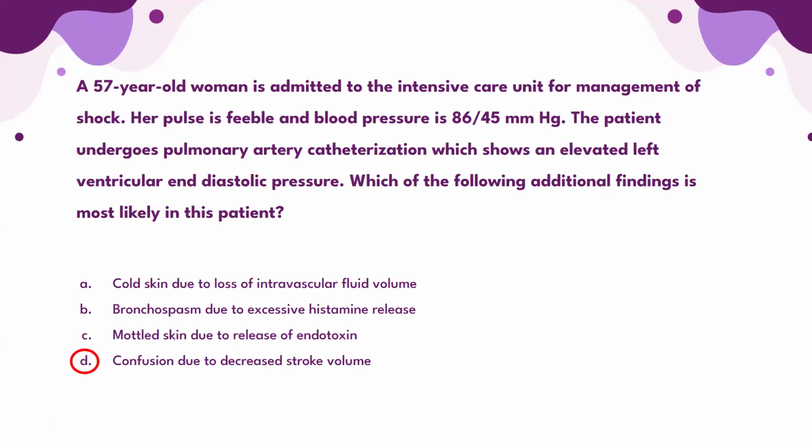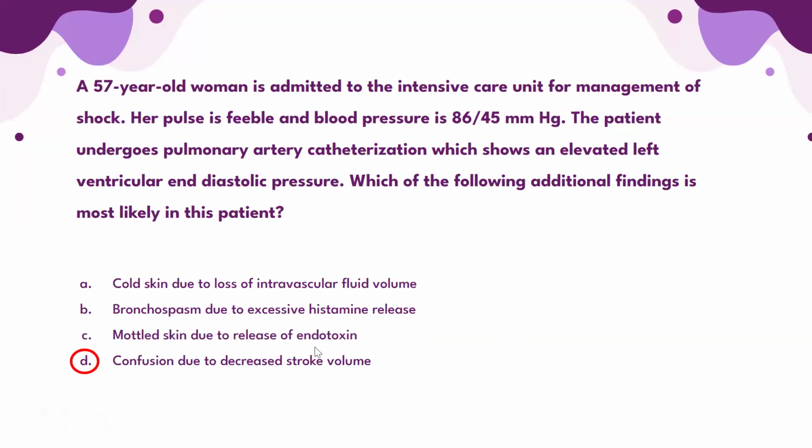It is D. Perfect. So let's go over the options one by one. Cold skin due to loss of intravascular fluid volume. This would occur in hypovolemic shock, such as hemorrhagic shock, but the patient isn't bleeding. The patient doesn't have hypovolemia, so this is not the case, right? Bronchospasm due to excessive histamine release. Now this would more so indicate anaphylactic shock. I feel like there's nothing in the question that would tell you anaphylaxis might have occurred. Anaphylaxis is usually when the patient's just sitting perfectly fine, they all of a sudden can't breathe, and now they're coming to the ER because of bronchospasm. So that's not the case here.